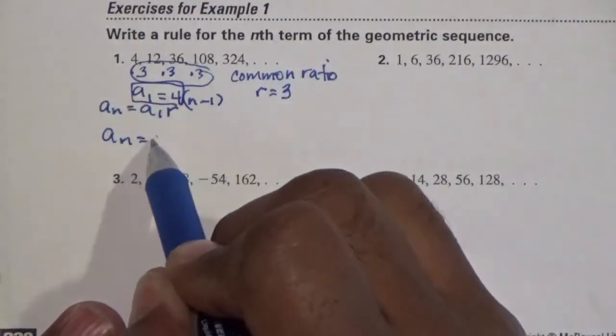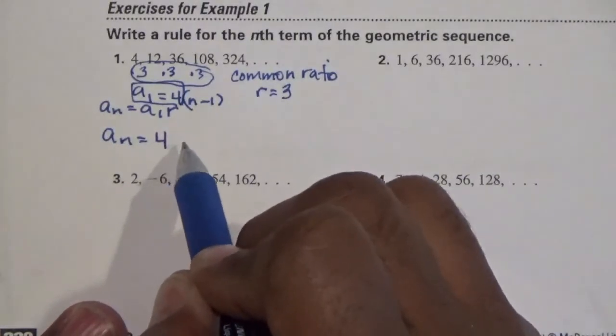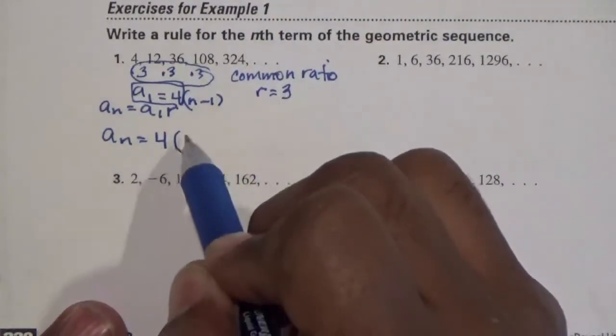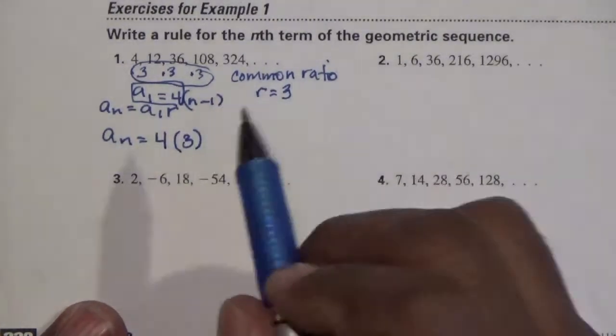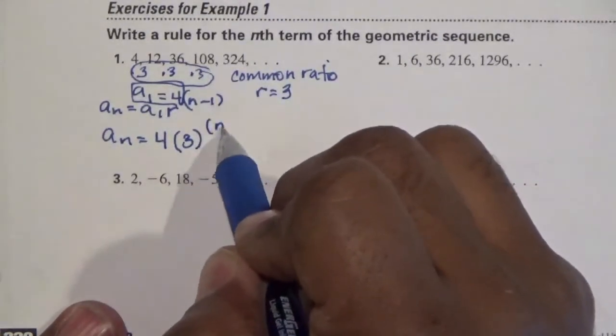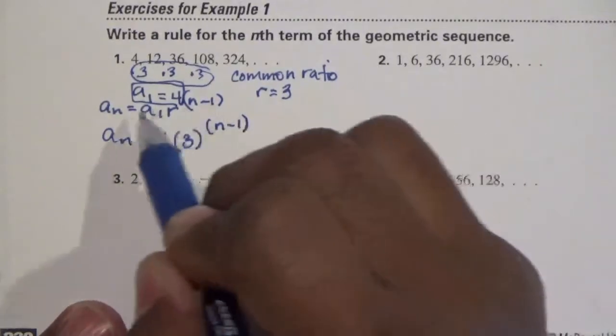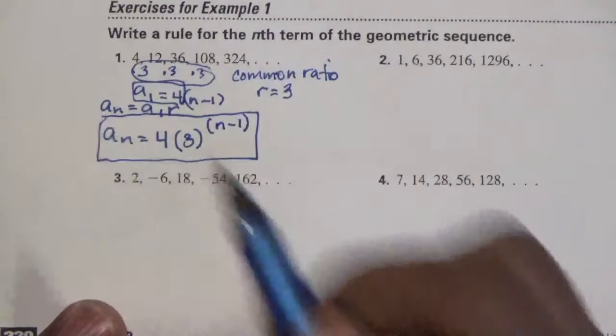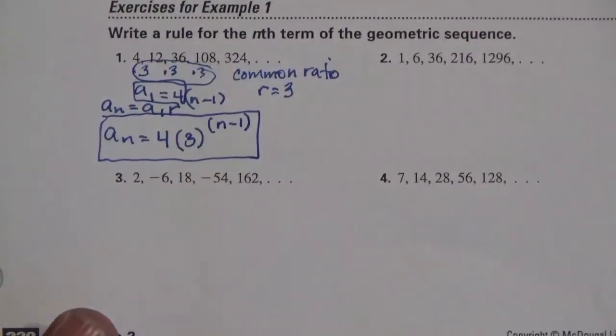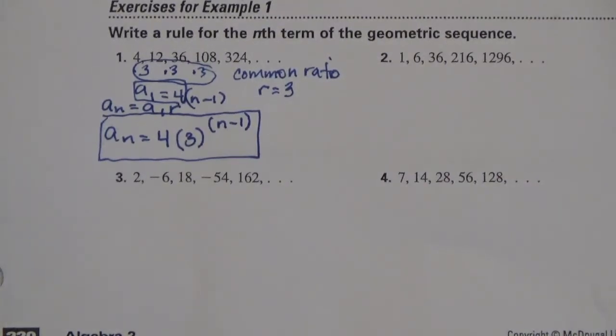A1 is 4. All right, to the r, which is 3, or times r, which is 3, to the n minus 1. And there's nothing to simplify. You're done. All right. Now, please remember that you cannot multiply that 4 and that 3. The reason why you can't is because there's an n minus 1 in that as an exponent.